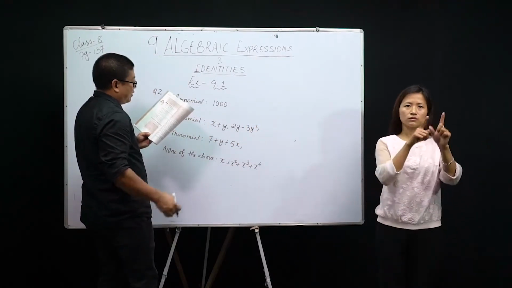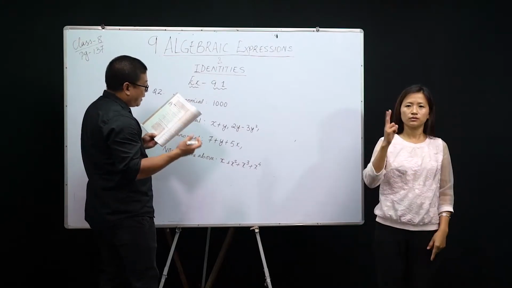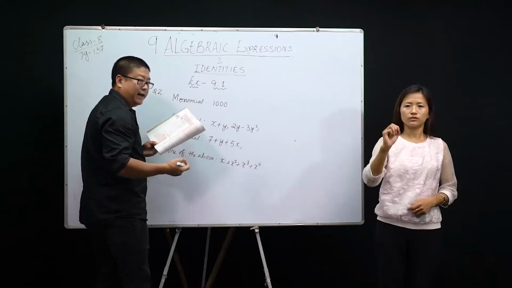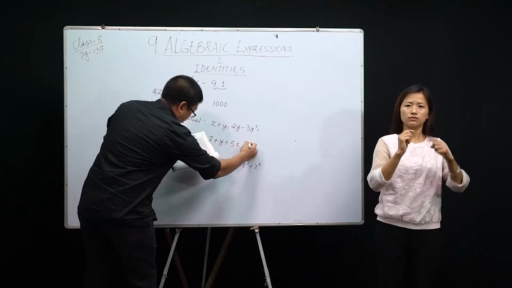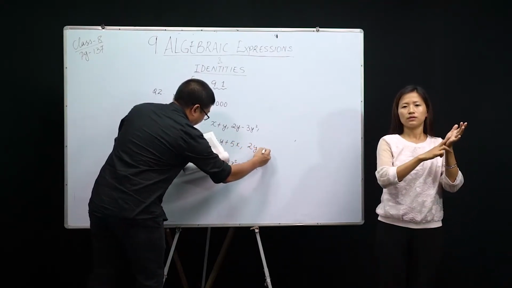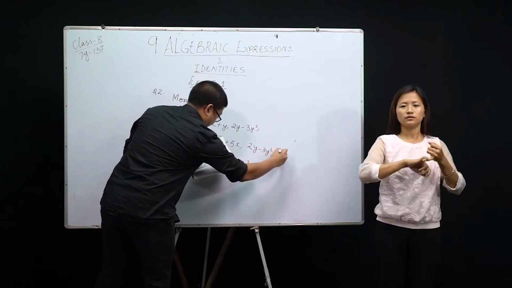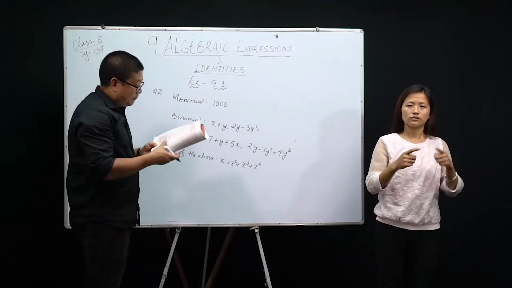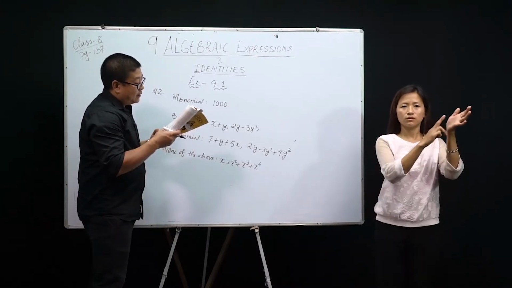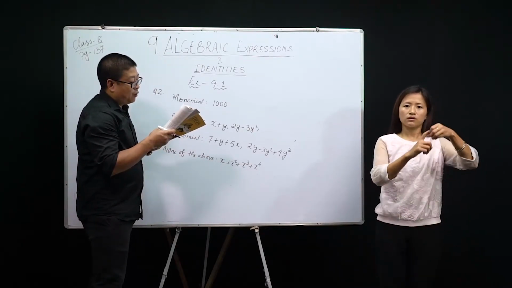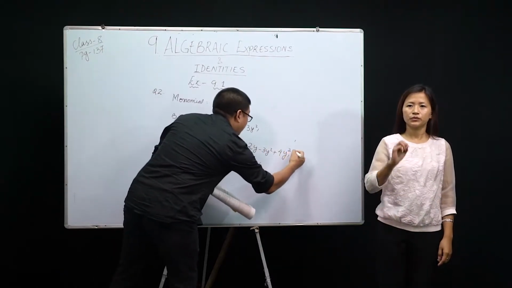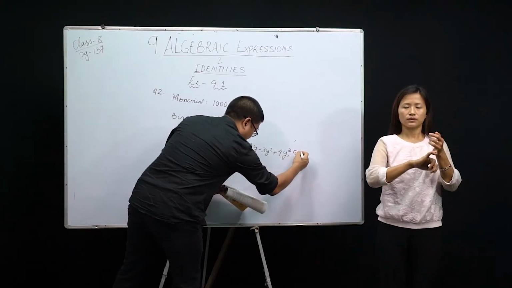Next, 2y minus 3y squared plus 4y to the power 3. 3 terms. So we will write it as trinomial. Okay. If you look at the next question, 5x minus 4y plus 3xy, 3 terms, so it is also a trinomial.